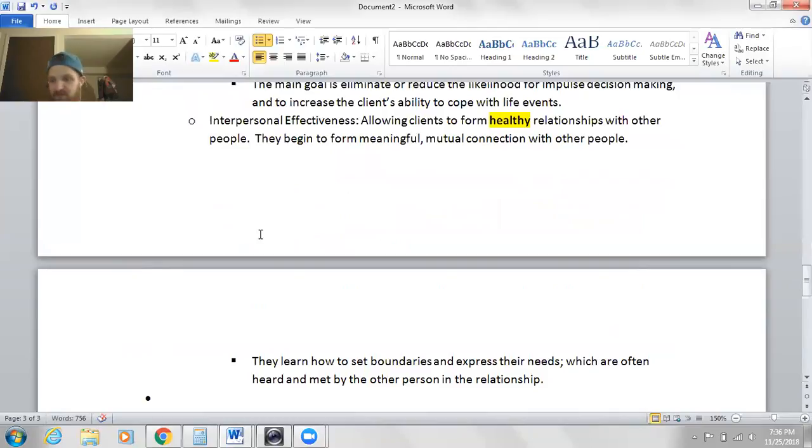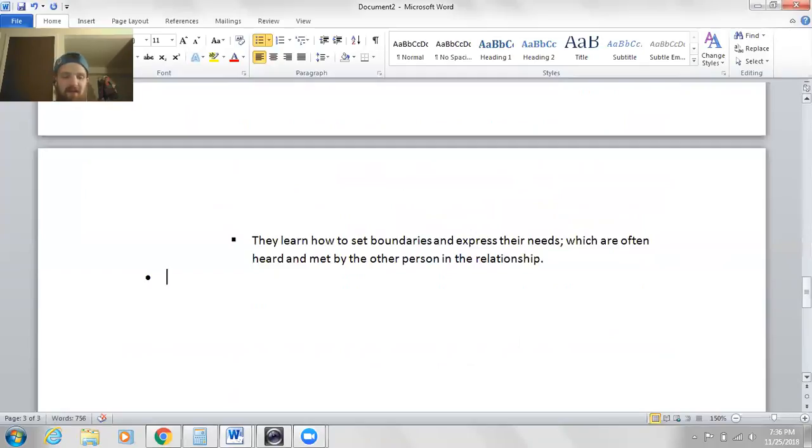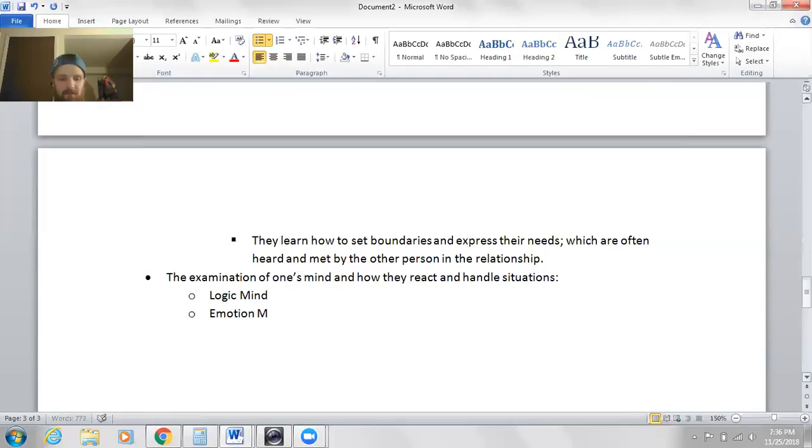So it allows people to actually start getting into being respected. And a driving force beyond the work of dialectical behavioral is the examination of one's mind and how they react and handle situations, which involves a couple pieces. So logic mind, emotion mind, and then the third piece of it is the wise mind.